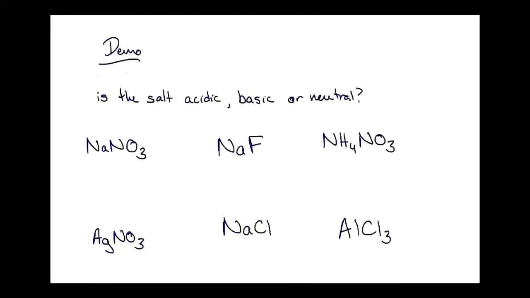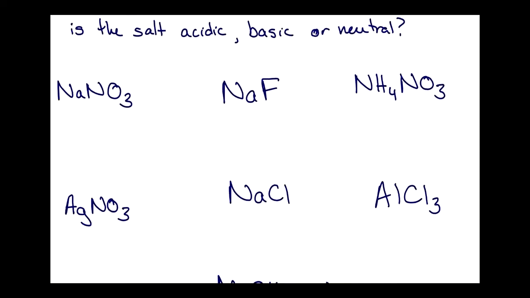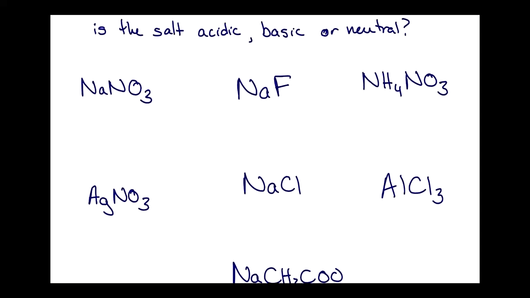Okay, so let's do a demo and go through the same thing. Are these salts going to be acidic, basic, or neutral? So I got my indicator here. Let's remind ourselves what acidic, basic, and neutral look like. So here I have my neutral reference. It's green. This is pH 7.